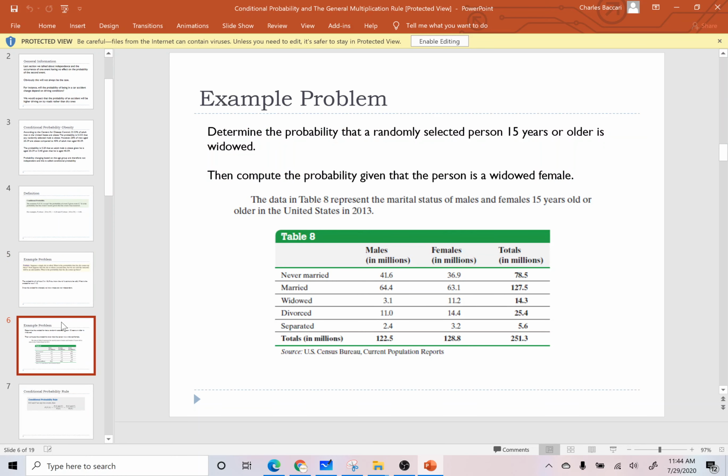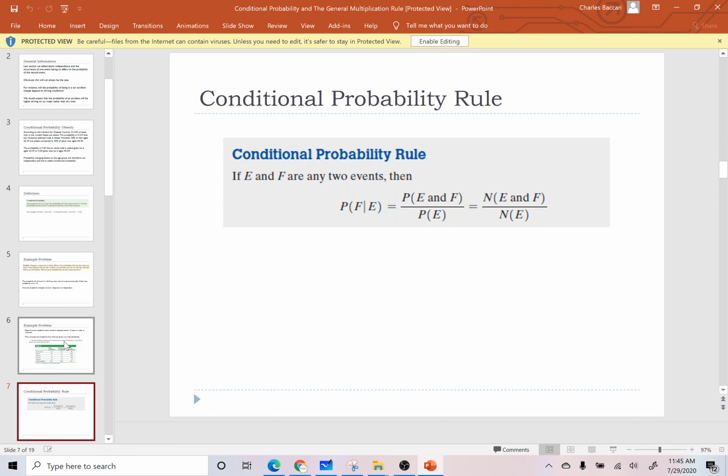Okay. Determine the probability that a randomly selected person, 15 years or older, is widowed. Then compute the probability given that the person is a widowed female. So 15 or older is widowed, it would be anybody who's widowed. There's 14.3. Then compute the probability given that the person is a widowed female. So that'd be 11.2 out of 14.3.